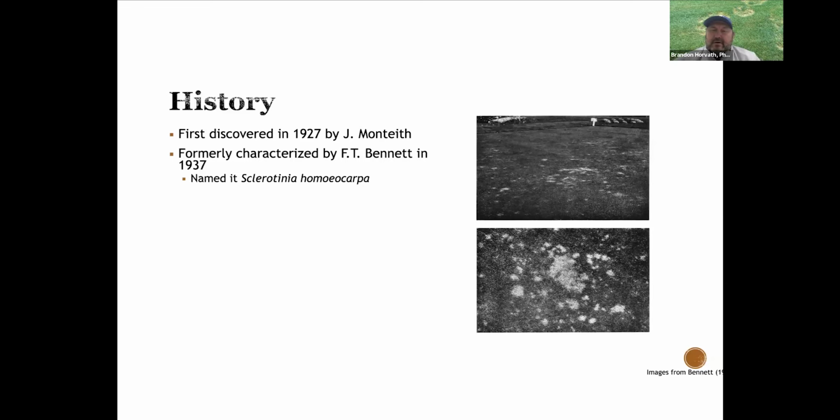But in terms of the taxonomy, the symptomology and some of the basic understanding of how this pathogen develops and grows has been pretty well understood for quite some time. And one of the things that's always been perplexing is why the diseased area stays so small. We'll talk about that a little bit later on here.